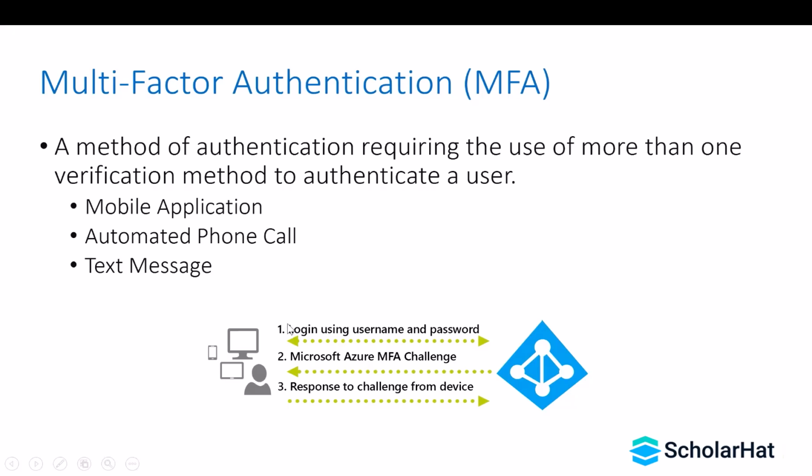And this is the workflow we have. When the user logs in using the username and password, Azure AD initiates the multi-factor authentication process. There the user will either get a text message with a code like an OTP, or the user will get a phone call for the OTP. Then the user will enter the received OTP, and after that the user will be able to log into the system.